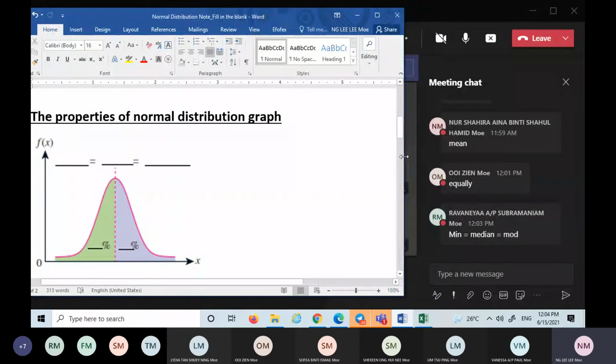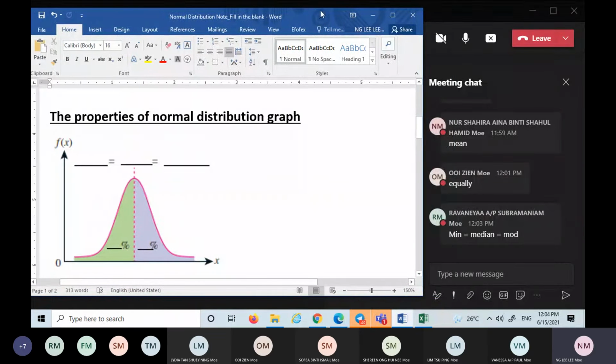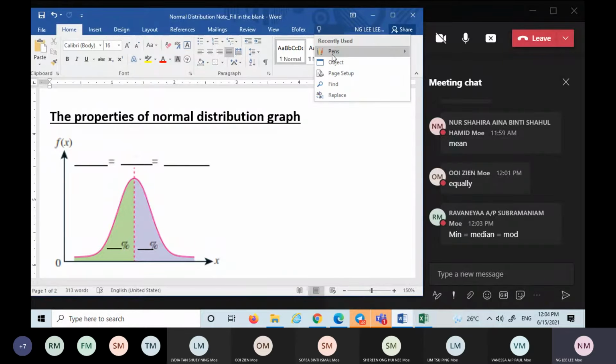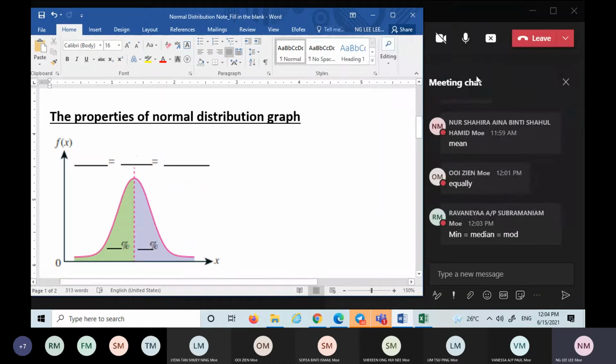I adjusted it to become smaller so I can see both, easier for me. Okay, so I write the answer for you. This one should be mean, MEAN. If you wrote MIN, please change it, and then median, and also mode. This point, the middle point, is also the highest point of the graph.